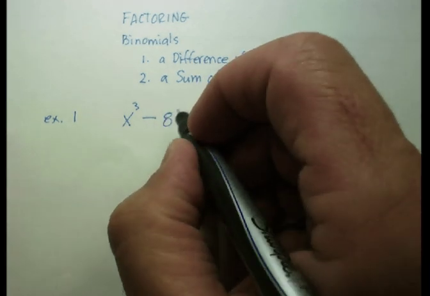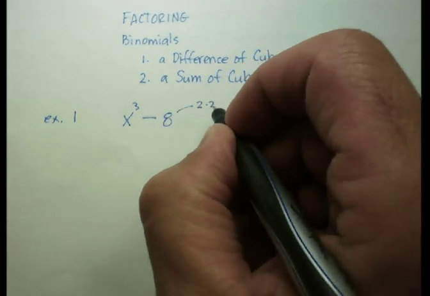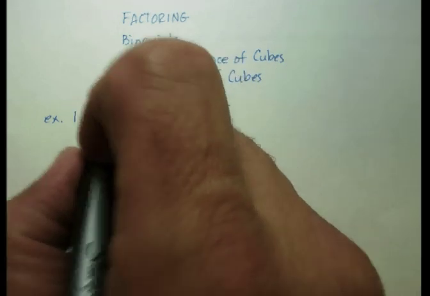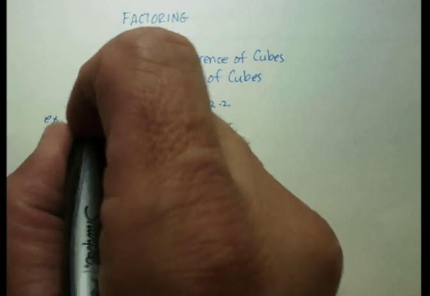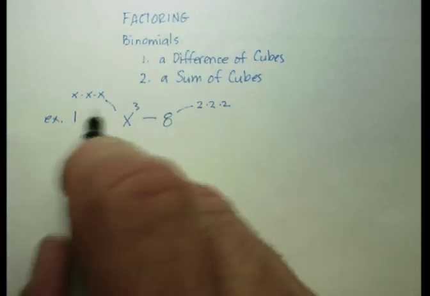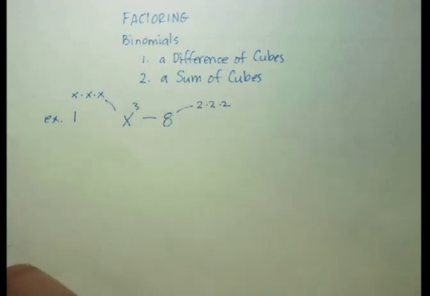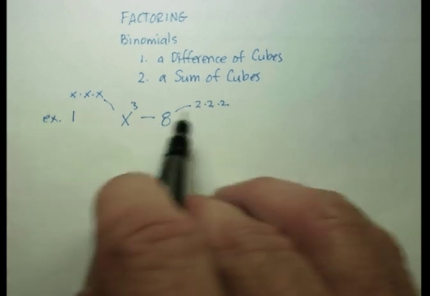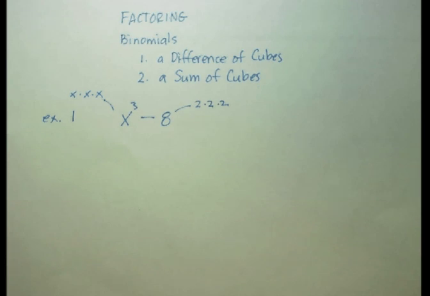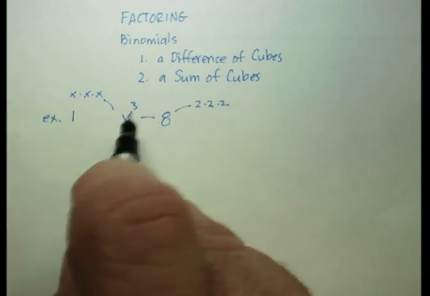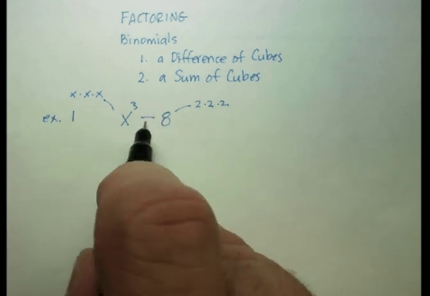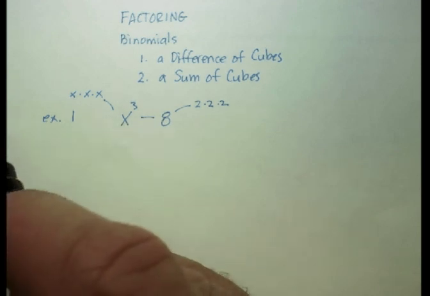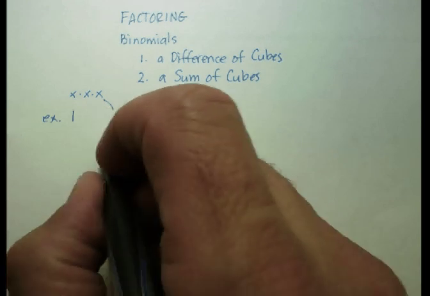I can rewrite 8 as 2 times 2 times 2. I can write x cubed as x times x times x. Now I'm just doing these little things off to the side just to help me out a little bit. On these really simple problems you don't have to worry about it so much, but on more complicated ones they actually sometimes help. Okay, if I've determined that my binomial is a difference of 2 cubes, then it follows a really strict pattern in order for it to be factored. And let me show you what that pattern is.